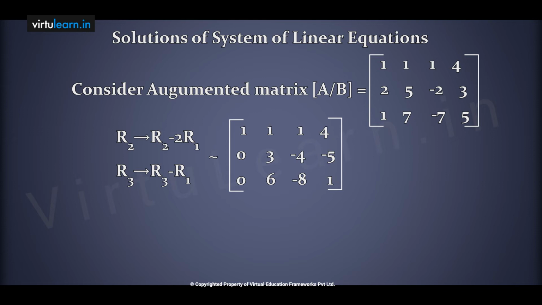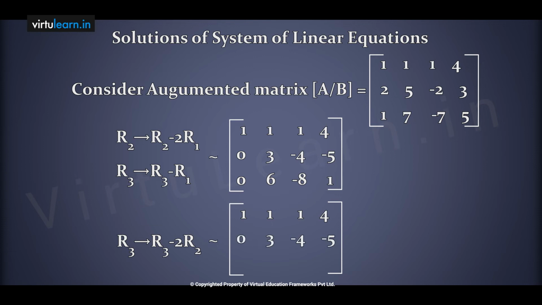Now using the second principal diagonal element, you make the element below it 0. R3 changes as R3 - 2R2. Then the matrix becomes [1 1 1 4; 0 3 -4 -5; 0 0 0 11].